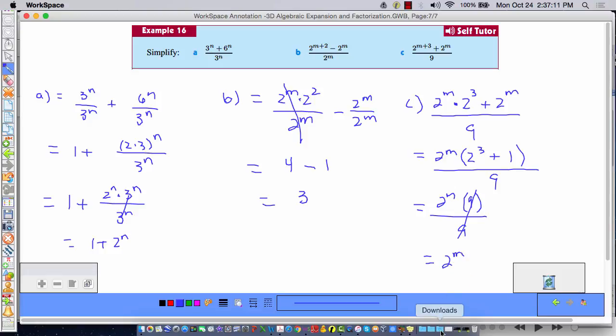All right, so we are looking at this, and I should say the reason we're looking at it is we have to be able to quickly manipulate exponents so we can solve more difficult problems.